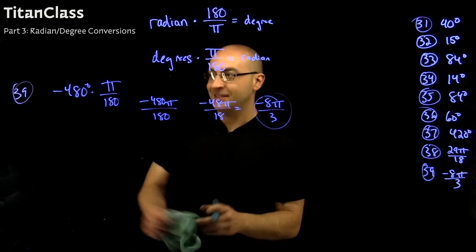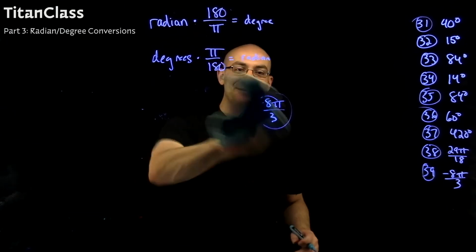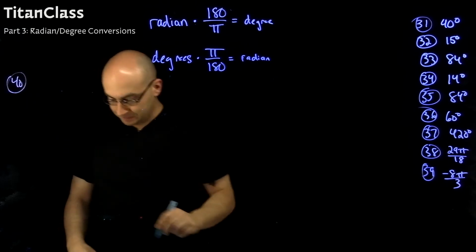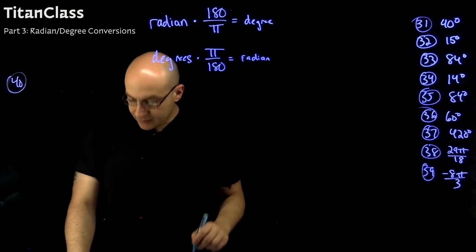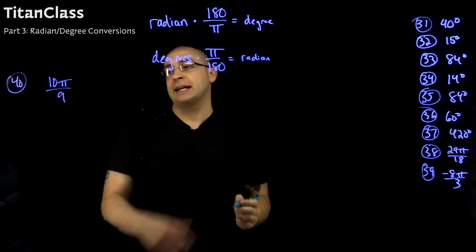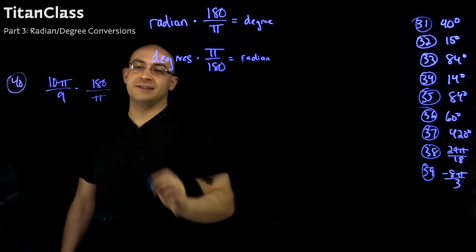Okay, number 40. Number 40 already? I'll tell you what, time flies when you're having fun, huh? Time flies. Number 40. Where are we here? 10 pi over 9. Okay, radian measurement, try and get to degrees. So when he barks like that sometimes, I just laugh because it's hilarious.